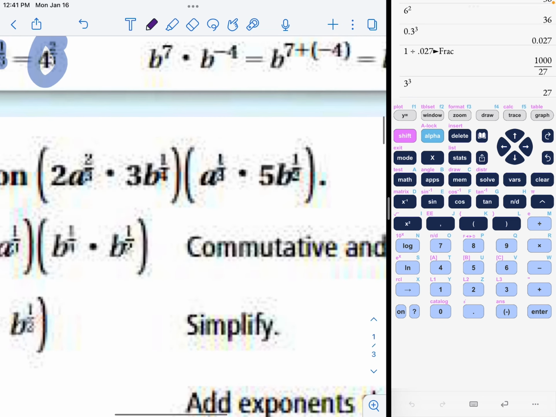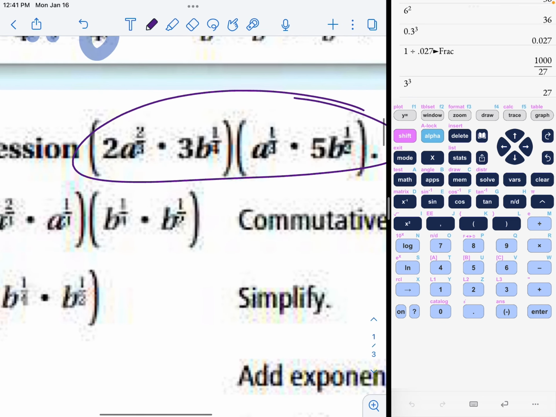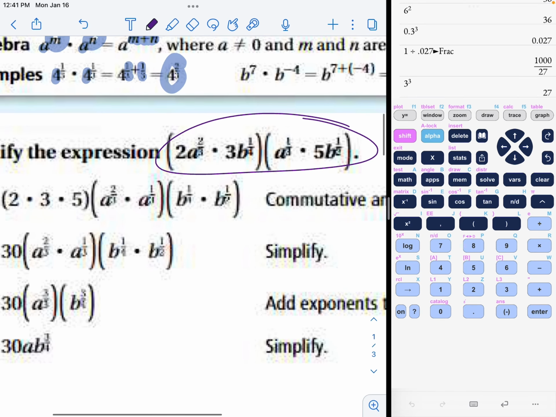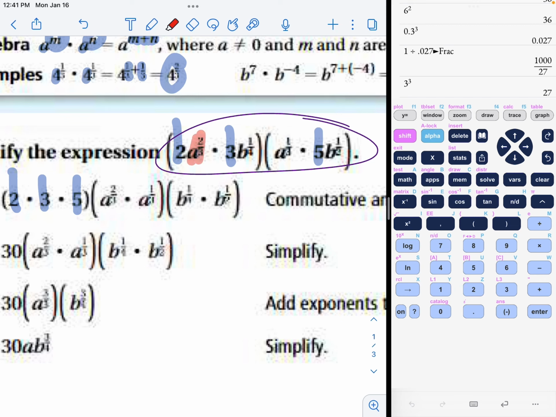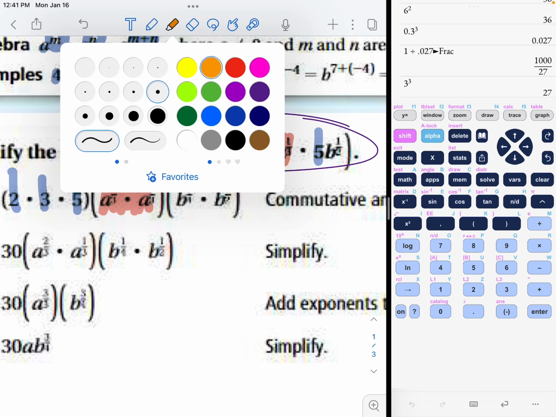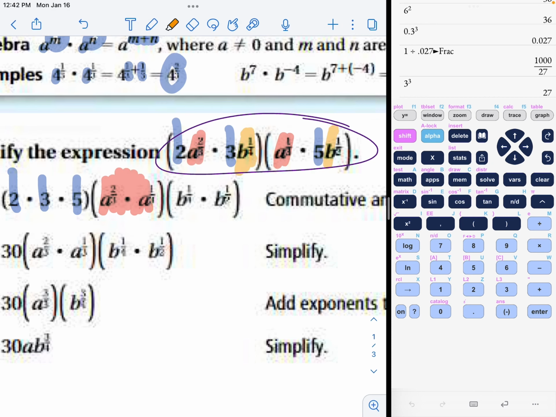So let's say that this is what's given to us. That's the problem. What I want you to notice is they multiplied the coefficients. So you see the 2 and the 3 and the 5. They put 2 and 3 and 5 right there. And then they put the a's beside each other. So you see how there was an a with an exponent and an a with an exponent? They put them here. And then hopefully you can see how there was a b with an exponent and a b with the exponent, and they put them here. That's called the commutative property of multiplication.